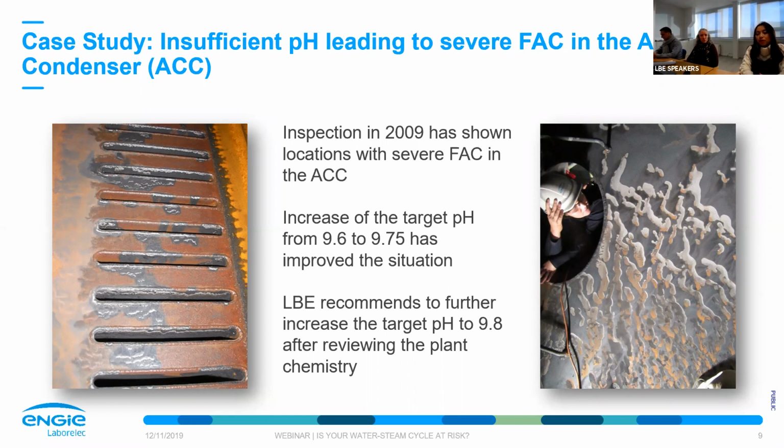Based on the review of the chemistry, we have concluded that it was possible for the plant to increase the target to a pH of 9.8, and that will further improve the situation that we will see in the next inspection. And so this ends here the first topic, and we are now open to receive all your questions. Thank you.